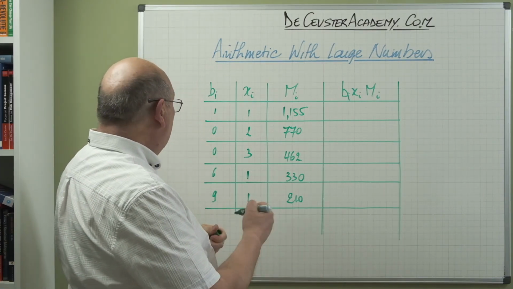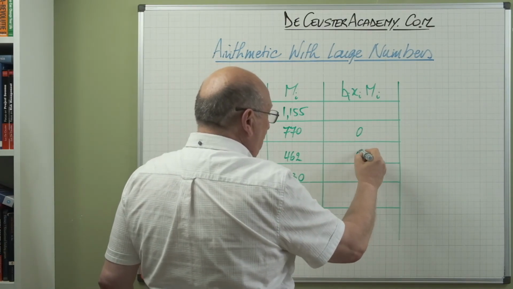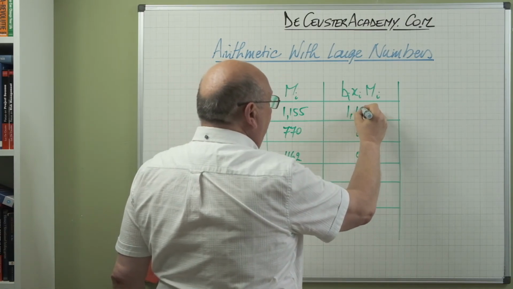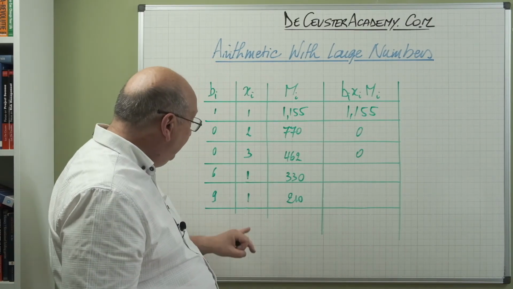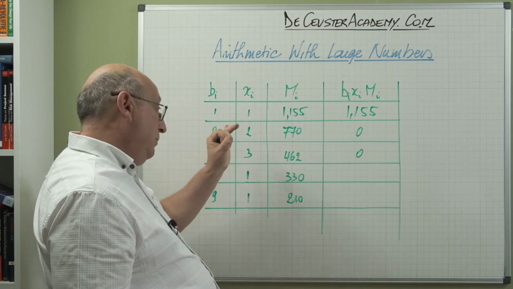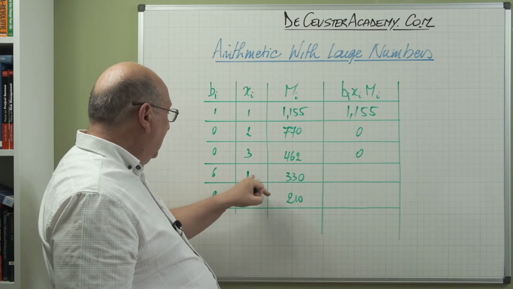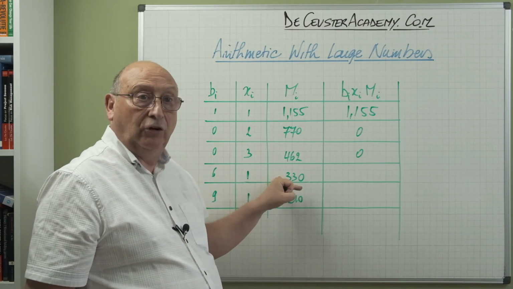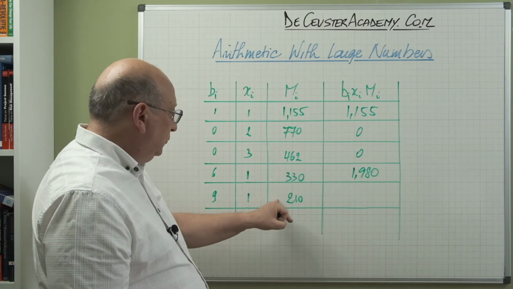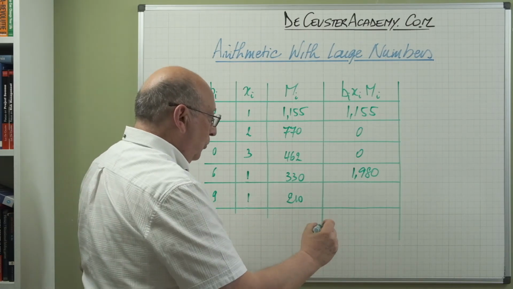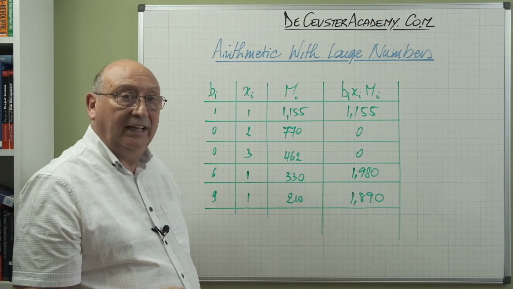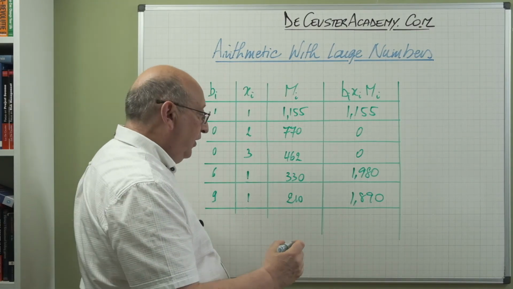These two are very easy because one coefficient is 0, so we have 0 here. 1 times 1 times 1155 is 1155. Here we have 3 times 462 times 0, I already did that. 6 times 1 times 330 is 1980. And then we have 9 times 210 is 1890. And when you add all of them together, I find a total of 5020.